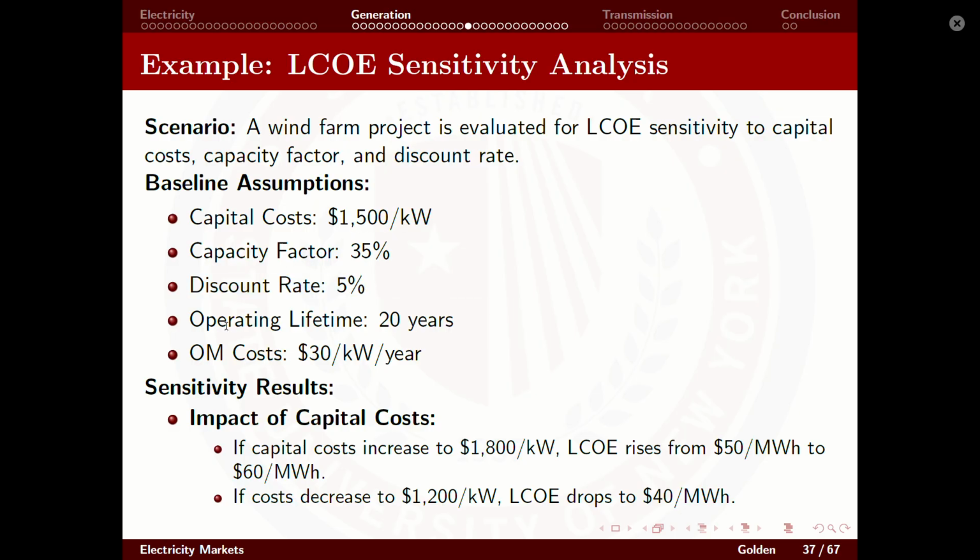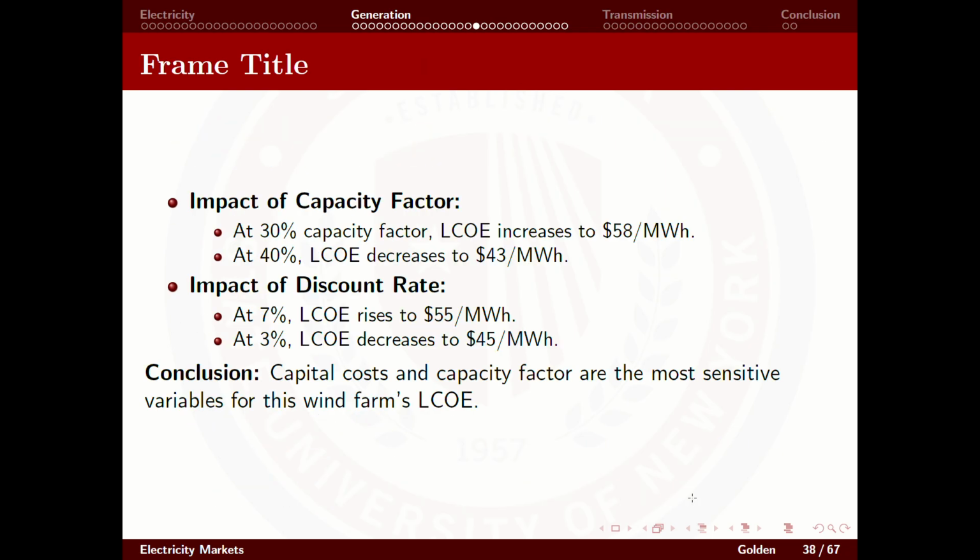So you have baseline assumptions, and then you look at how the outcome is impacted by changing them. And this is something you should be doing in any economic modeling. You should be thinking about how your assumptions impact the eventual outcome. If capital costs increase to $1,800 per kilowatt, LCOE rises from $50 to $60 per megawatt hour, which is not good, and increases the cost. If costs decrease, LCOE drops to $10 per megawatt hour. And this not only helps you think about what sort of assumptions you're making and how exposed you are to certain factors, but it also helps you think about where you need to be focused on making improvements.